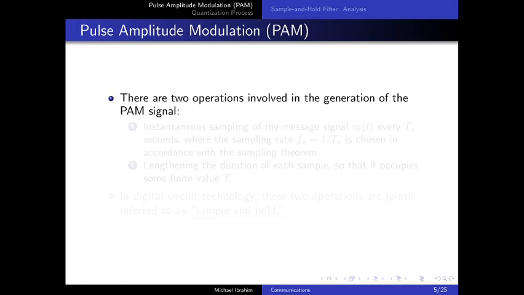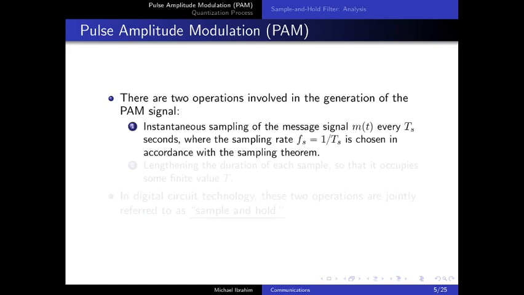So, to wrap things up here, the two operations involved in the generation of the PAM signal are: first step is to perform the instantaneous sampling of the message every TS, or using a sampling frequency Fs, such that Fs satisfies the Nyquist condition, that is Fs larger than double the bandwidth of the message, in order to avoid the aliasing distortion. And then, after we do the instantaneous sampling, we lengthen or hold the value of the sample for the entire duration of the rectangular pulse.